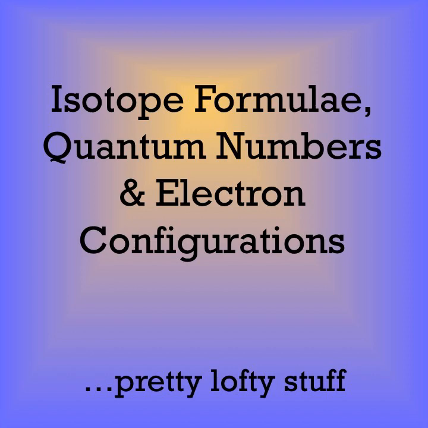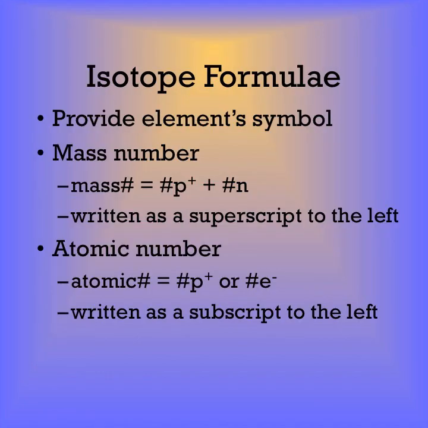So we are going to look at isotope formulae, quantum numbers, electron configurations, and orbital diagrams, which will kind of tell like electron configurations. It's pretty tough stuff, so just prepare yourself for some abstract stuff. Okie dokie. Alrighty, let's start with formulae of isotopes.